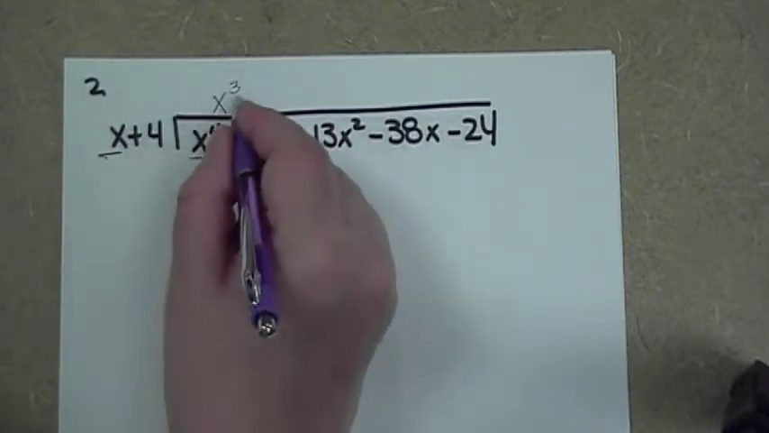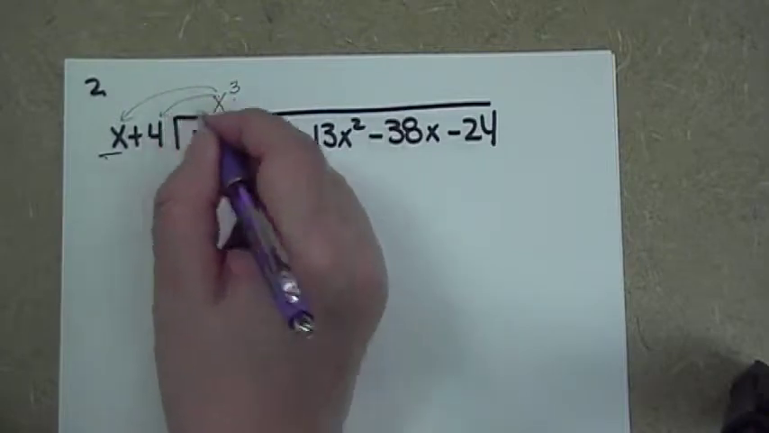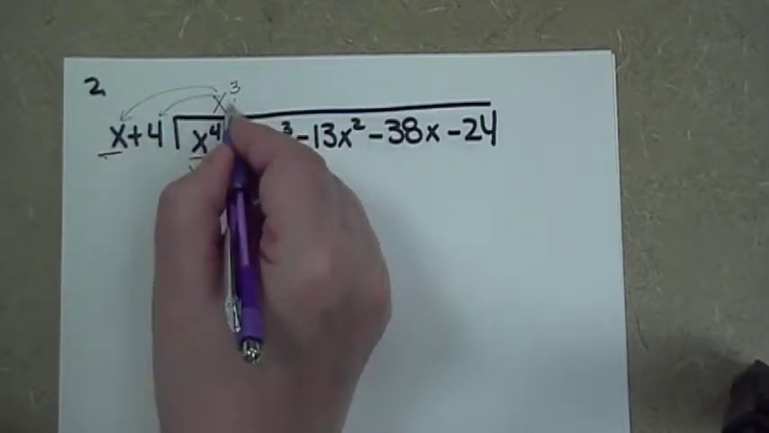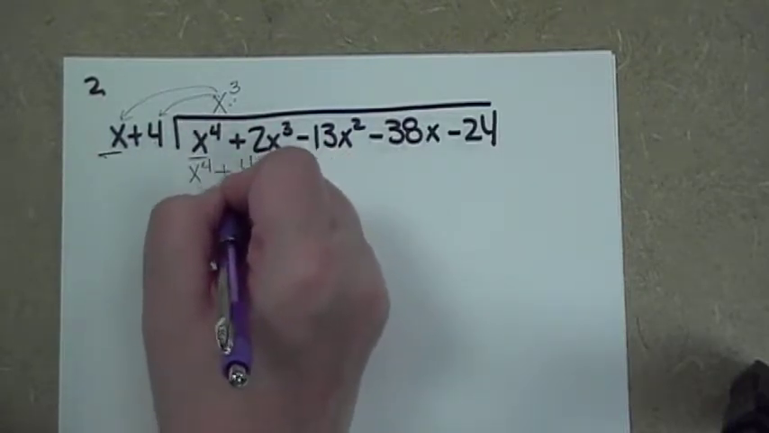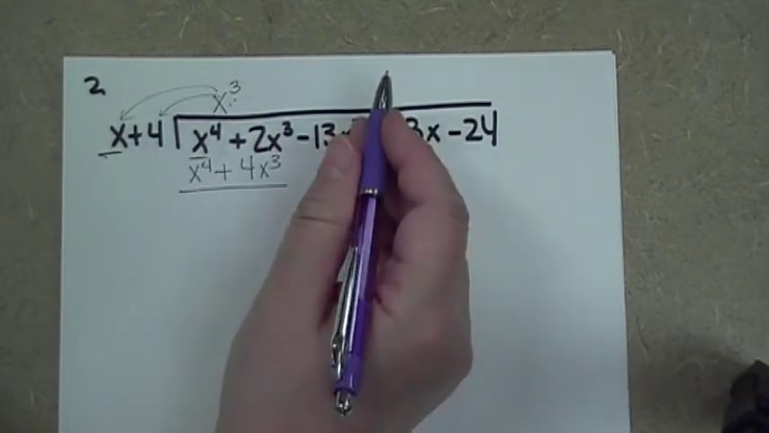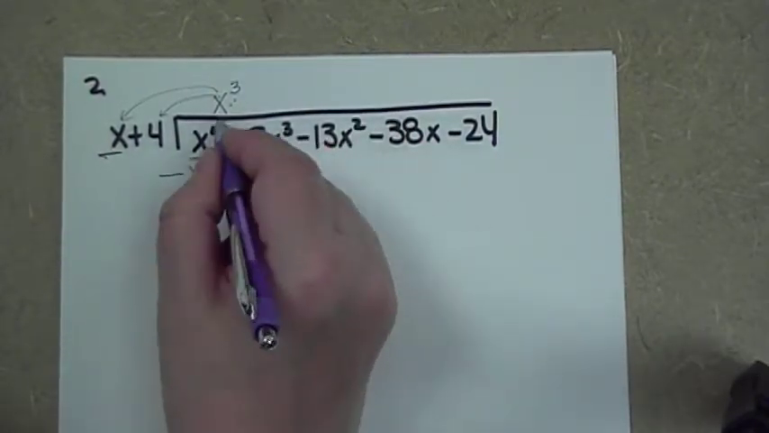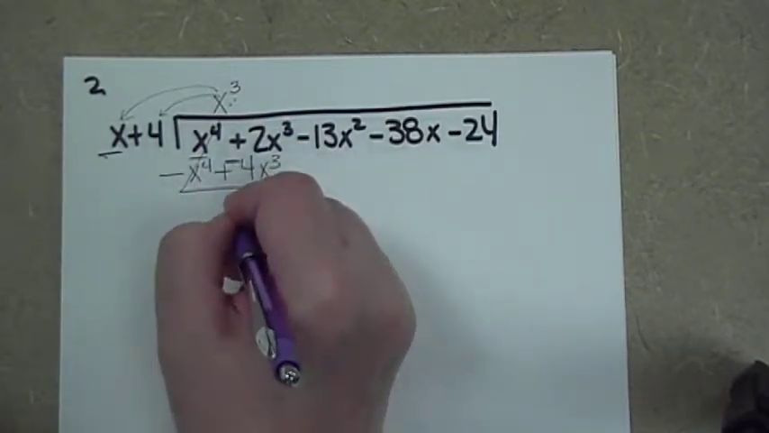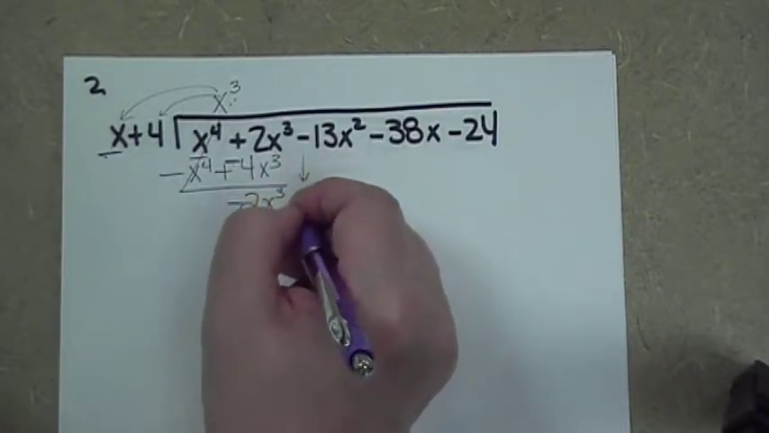So we have x^3. Now in this case, you got to multiply it to this one and to that one. So x^3 times that is x^4. x^3 times 4 is 4x^3. You have to subtract them off, so this changes to subtract, this changes to subtract. That cancels out. Positive 2 and a negative 4 is a negative 2x to the 3rd. Bring down the next term.